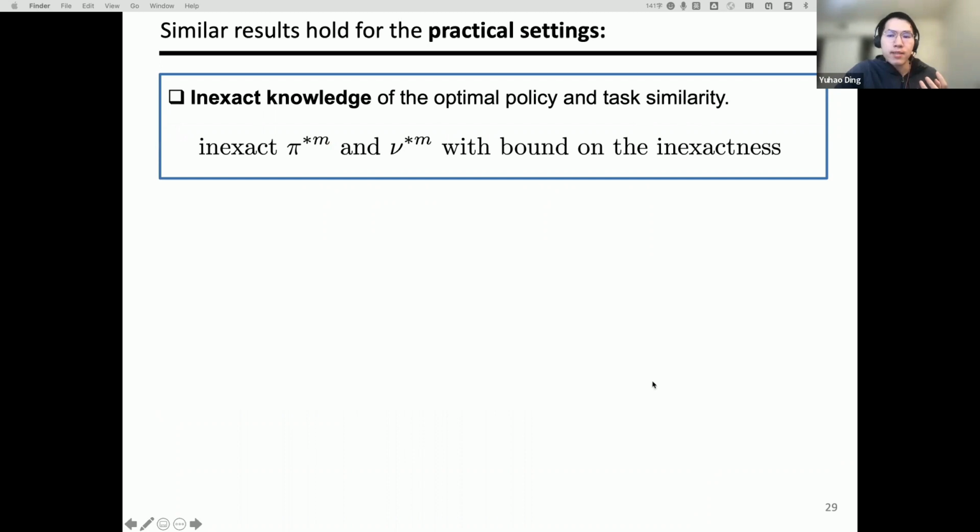Now we want to extend the previous result in the ideal setting to the more practical setting where we only have access to inexact estimations of the required knowledge. In our framework, the meta-learner only requires the inexact optimal policies for each within-task CMDP and the corresponding induced state visitation distributions, estimated using the collected offline trajectories, to construct the upper bounds on the suboptimality gap and the constraint violations.